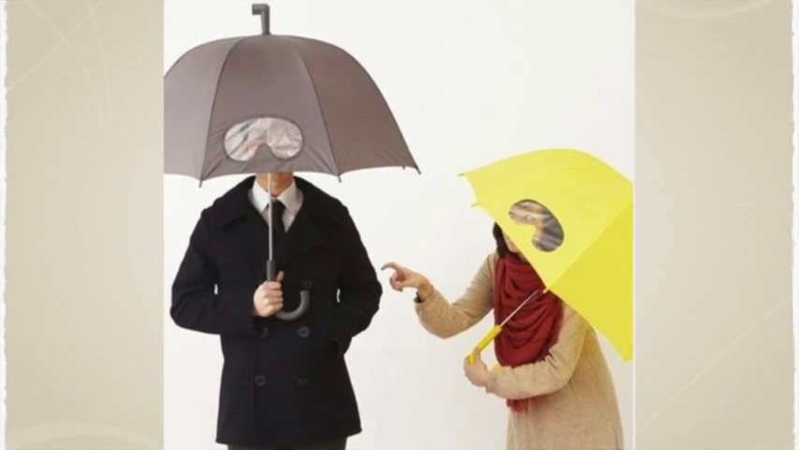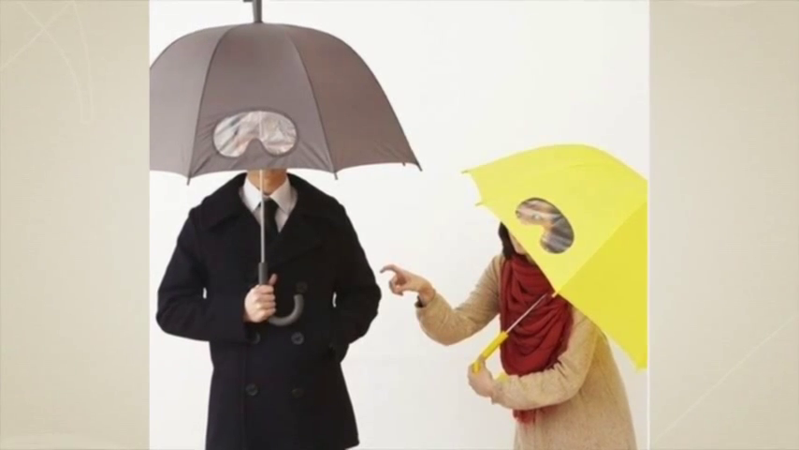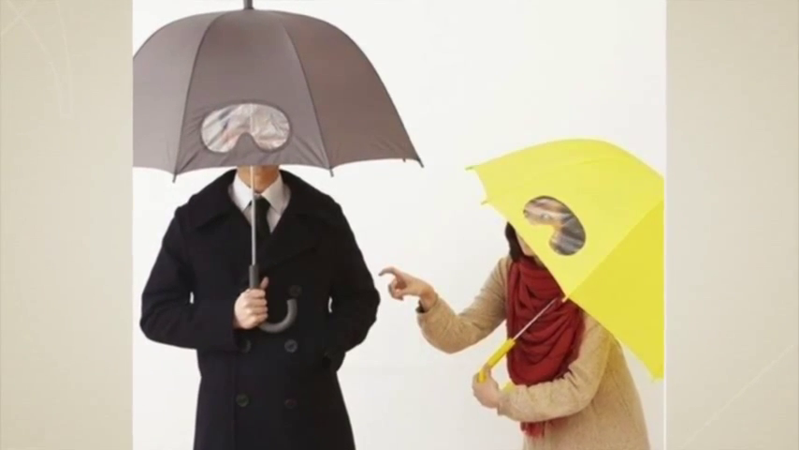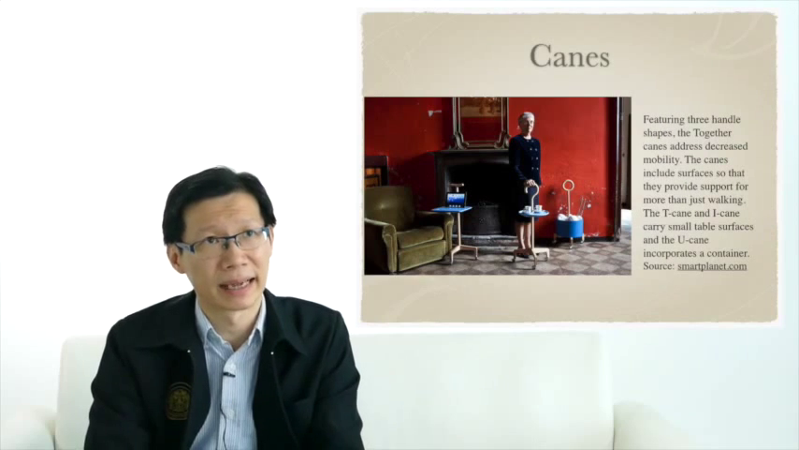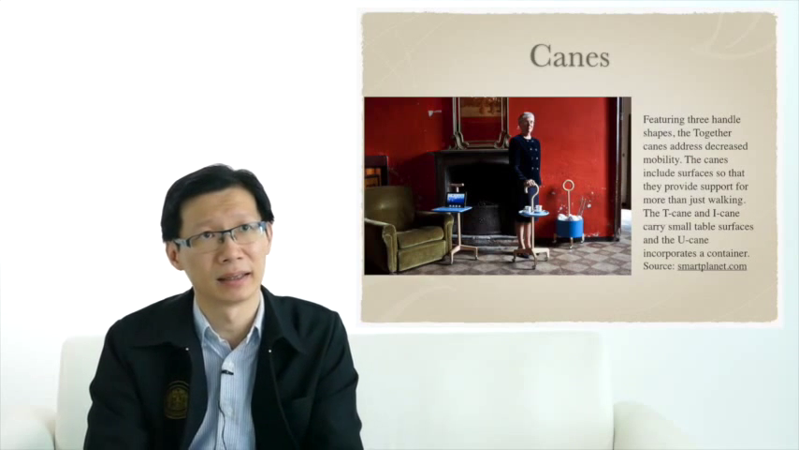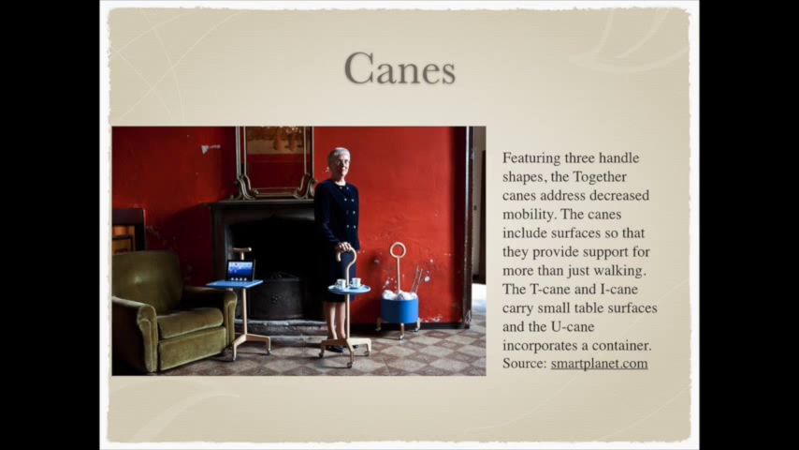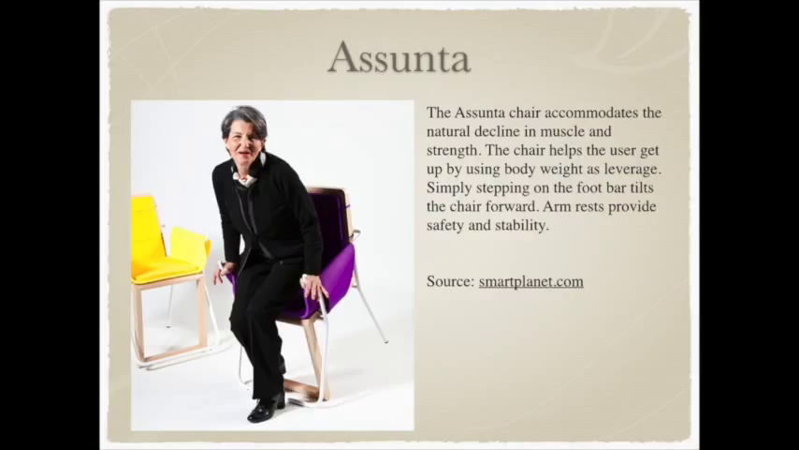In another example, an umbrella may block the way you're walking, so you can see through the umbrella. And this is another example of a cane with a T-handle shape that you can hang all your stuff on, and you can carry it while you are walking as well. Asanta is a chair that accommodates a user who wants to get up by using body weight as leverage, by simply stepping on the foot bar and tilting the chair forward. The armrest provides safety and stability.